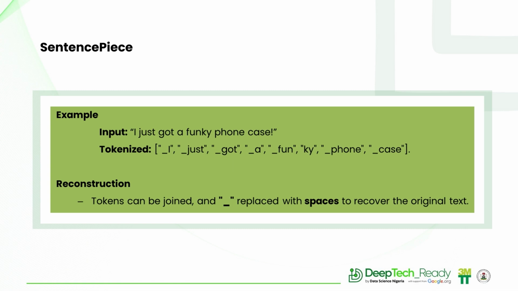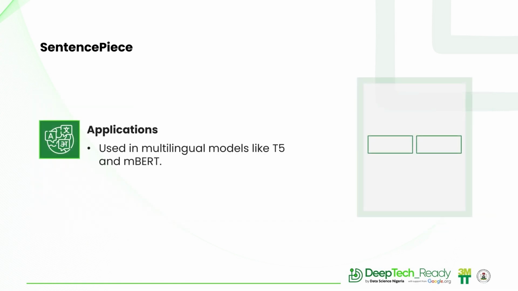SentencePiece is widely used in multilingual models like T5 or mBART. Its ability to handle raw text without language-specific pre-tokenization is what makes it particularly useful for this type of model, because they are designed to work across many different languages. SentencePiece ensures that the tokenization process is consistent and efficient even when dealing with a diverse range of languages and scripts.